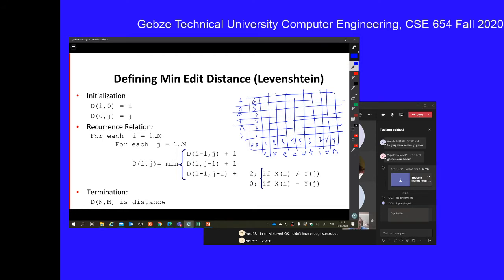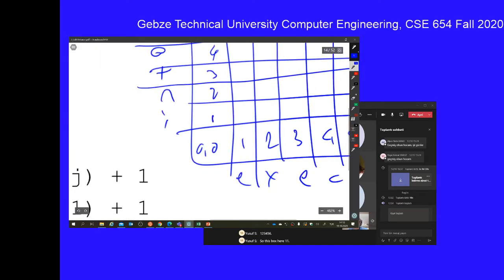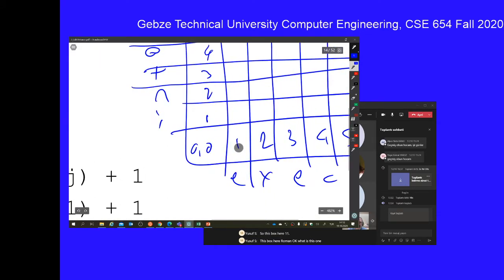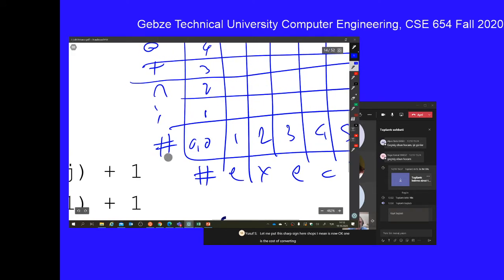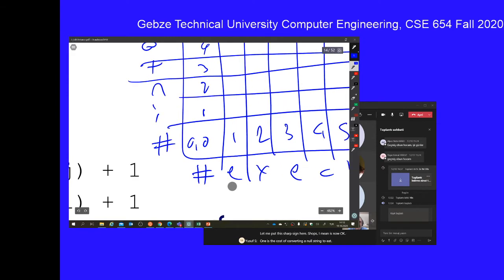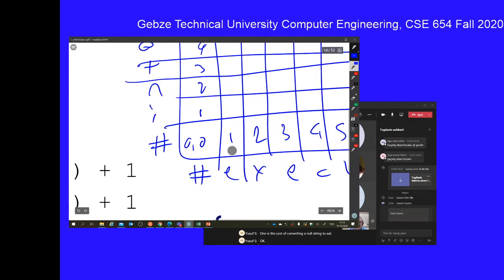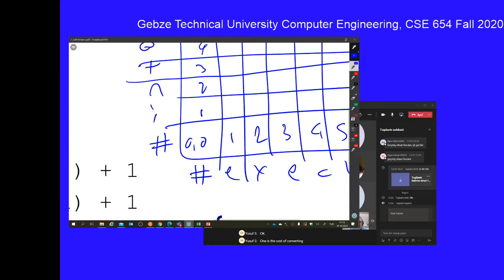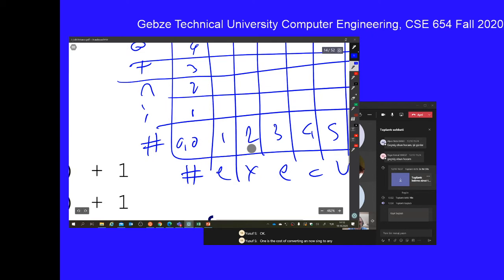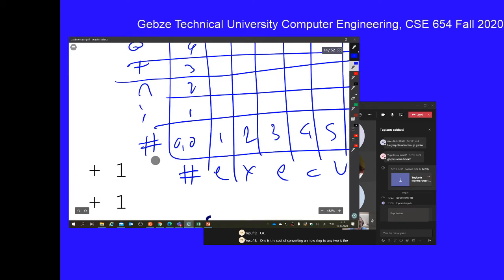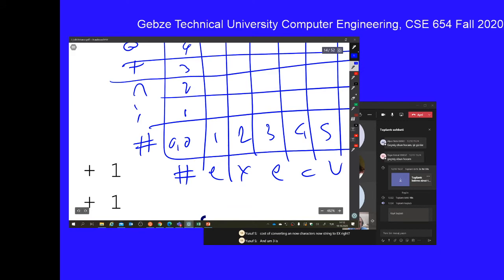So this box here is 1,1. What is this one? Let me put this sharp sign here. Sharp sign means null. One is the cost of converting a null string to an E. 2 is the cost of converting a null string to EX, right? And 3 is converting, you got the idea.